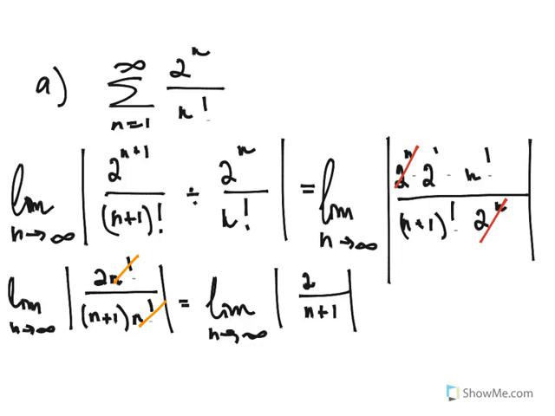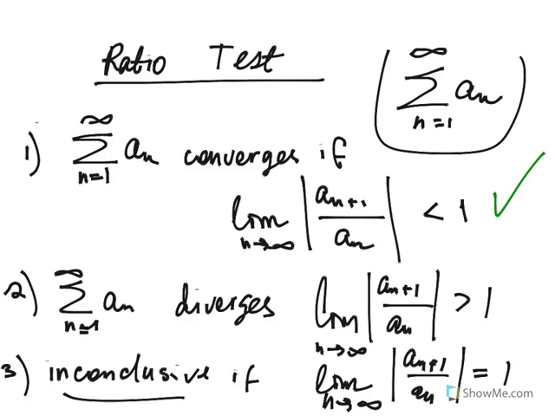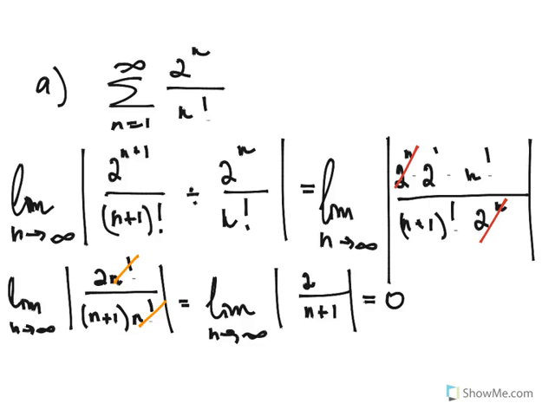Now, as n approaches infinity, your result equals 0, right? The denominator gets bigger, so the whole fraction becomes smaller. Now let's go back. When you apply the ratio test and your result is less than 1, then you say that your series is convergent.